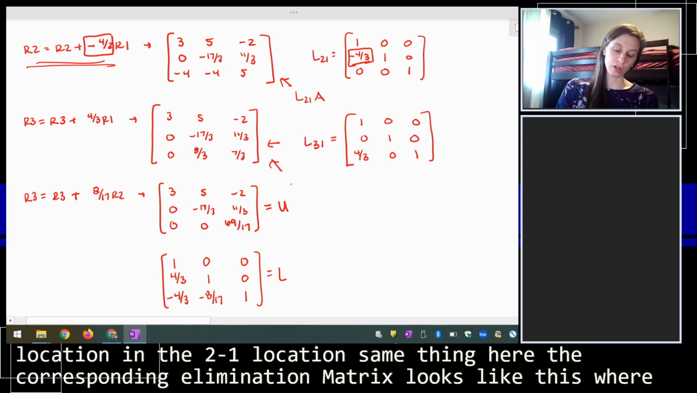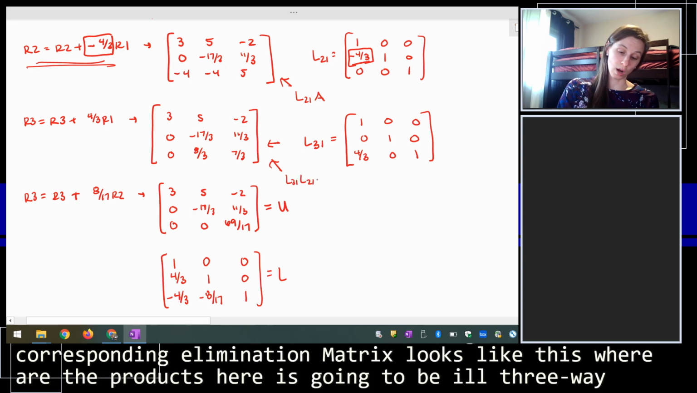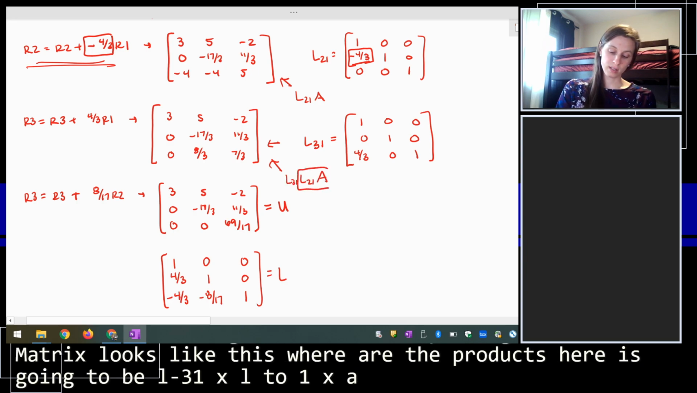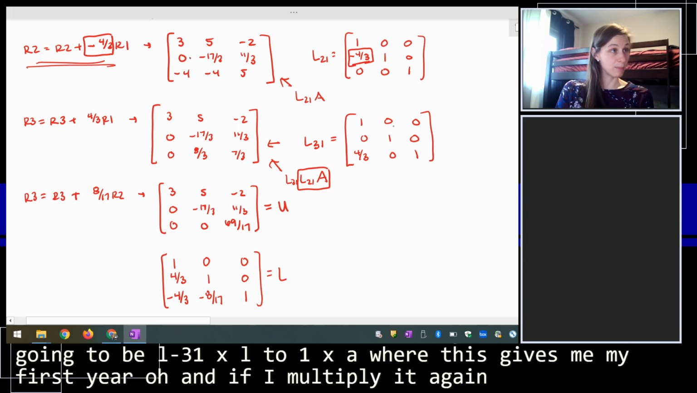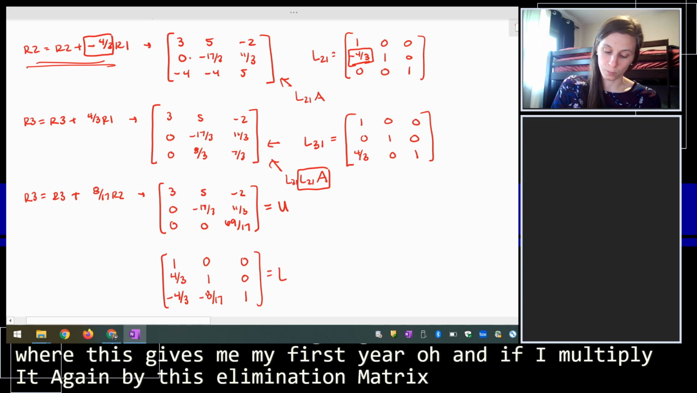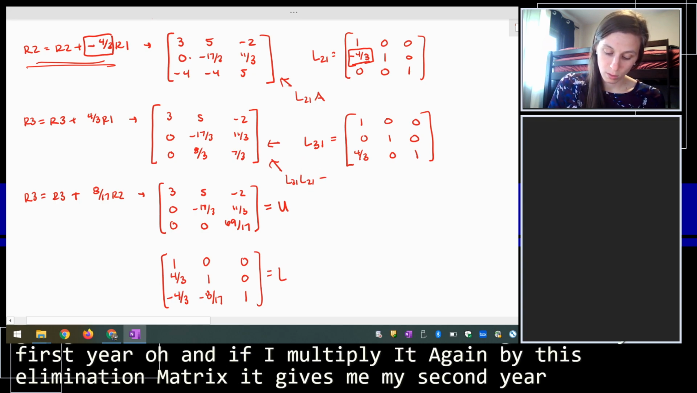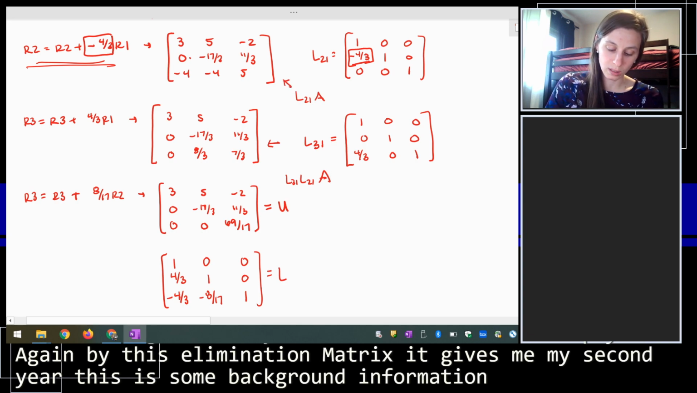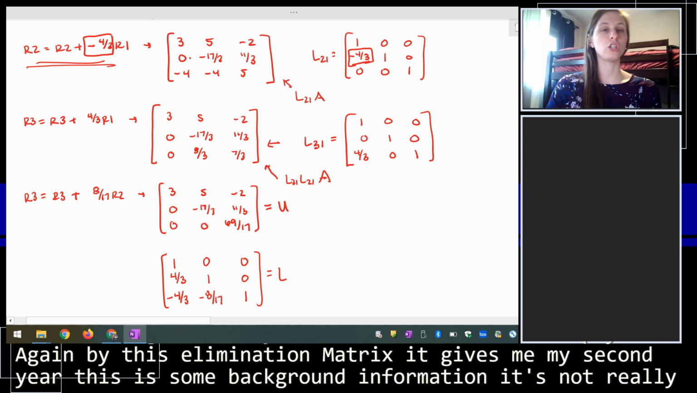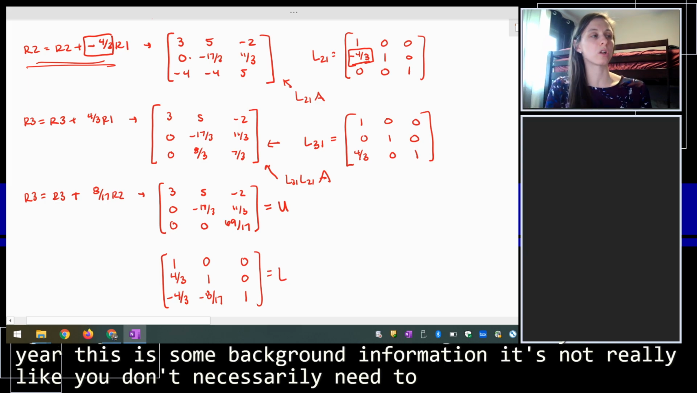Where the product here is going to be L31 times L21 times A, where this gives me my first 0, and then if I multiply it again by this elimination matrix, it gives me my second 0. This is some background information. You don't necessarily need to know about this in order to understand the process.